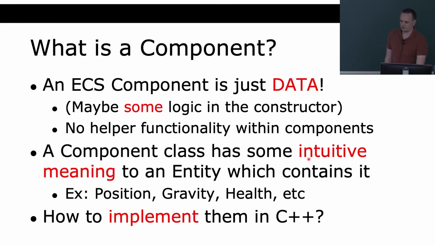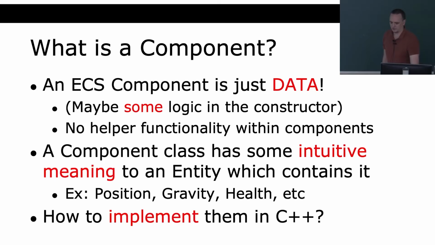So a component class has some intuitive meaning to an entity which contains it. So whenever we name a new class, we typically name it after the gameplay mechanic that we would want to see happen when this happens, right? So something like acceleration, that means something in the game. Gravity, that means something. Health, that means something. So you just don't want to have component 1, component 2. You want to make it descriptive.